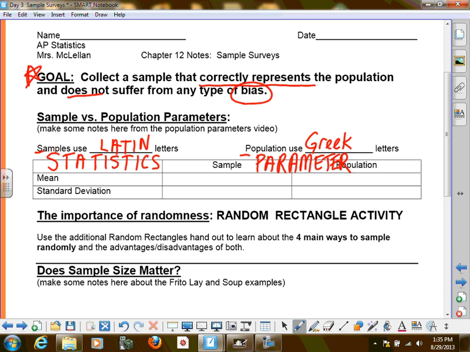All right, so here's a couple of examples. The mean is represented by an X with a little bar over it if it's just from your sample. However, if it's an average for the entire population, you use the Greek letter mu, the lowercase mu, which looks like a cursive U.